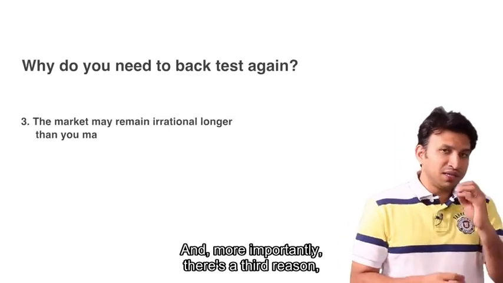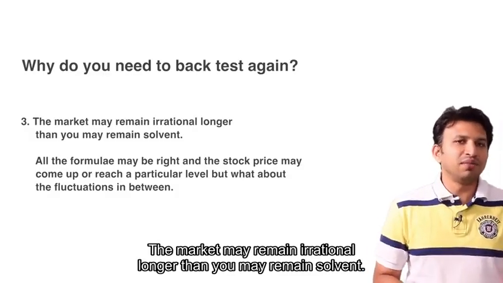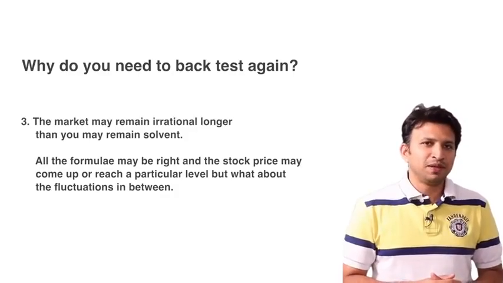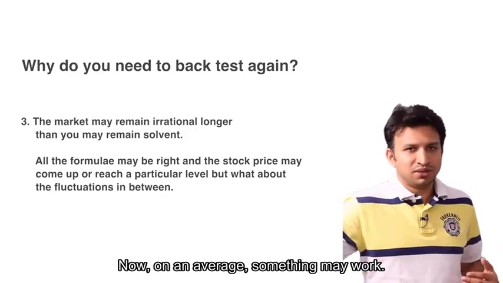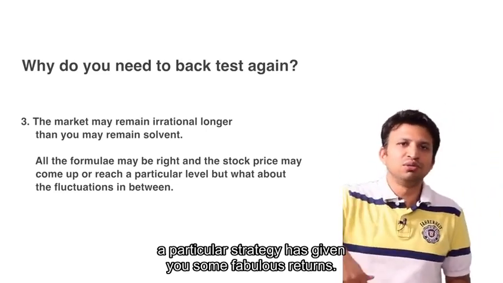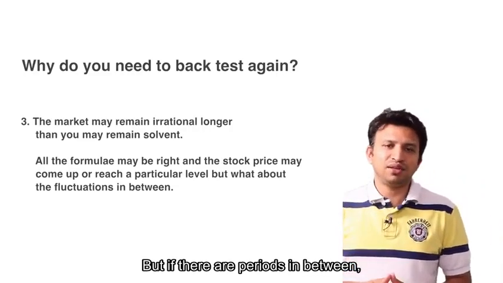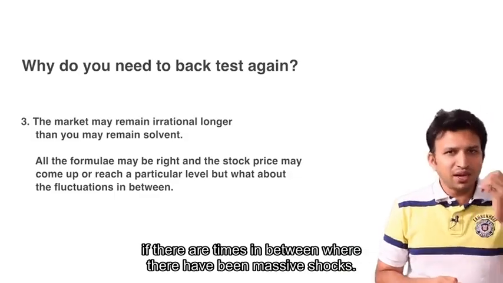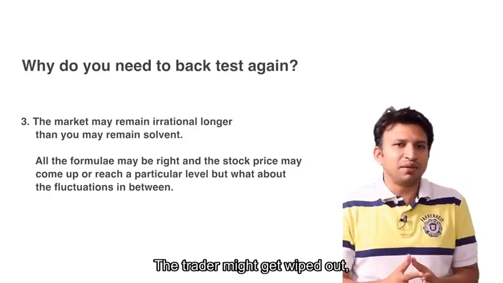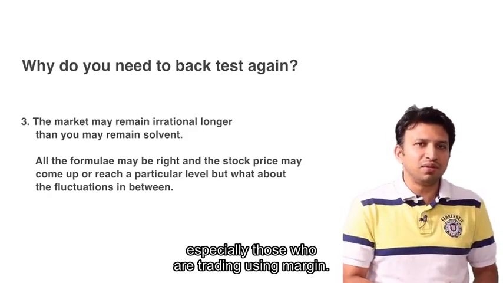And more importantly, there is a third reason. There is a famous saying, which is attributed to Keynes: market may remain irrational longer than you may remain solvent. Now, on an average, something may work. It's possible that over a 5-year period, a particular strategy has given you some fabulous returns. But if there are times in between where there have been massive shocks, the trader might get wiped out. Especially those who are trading using margin.